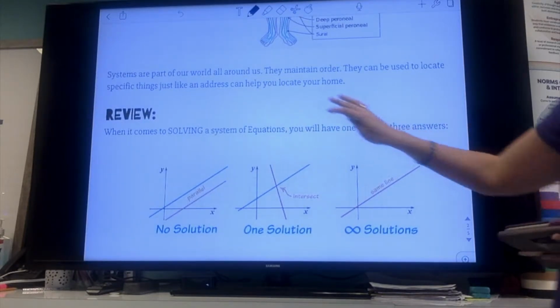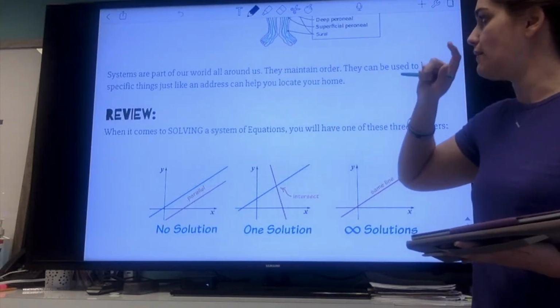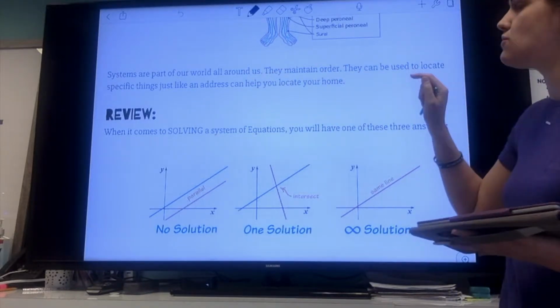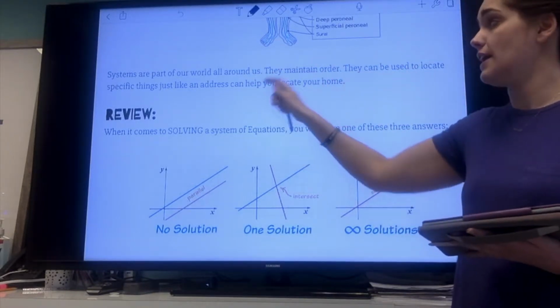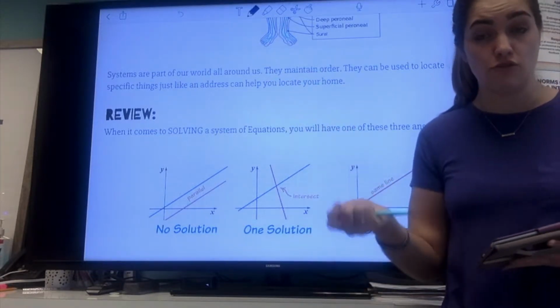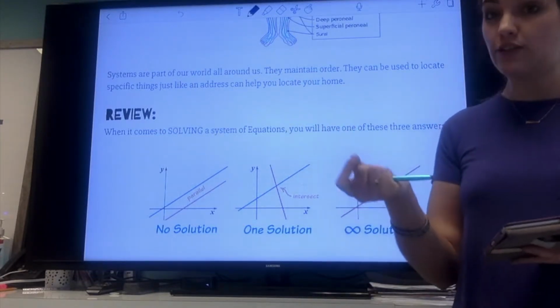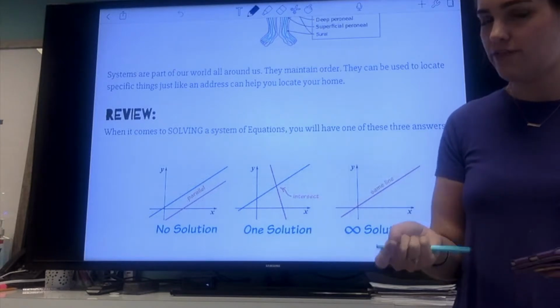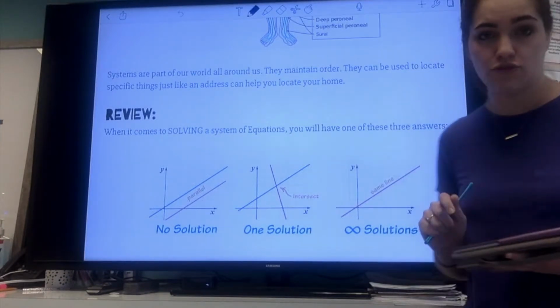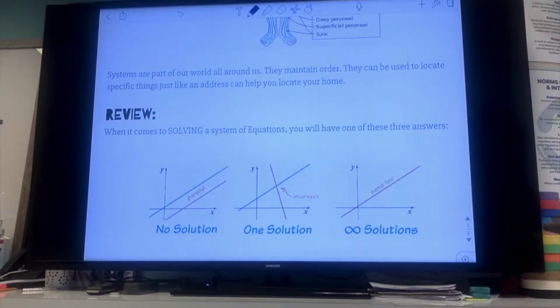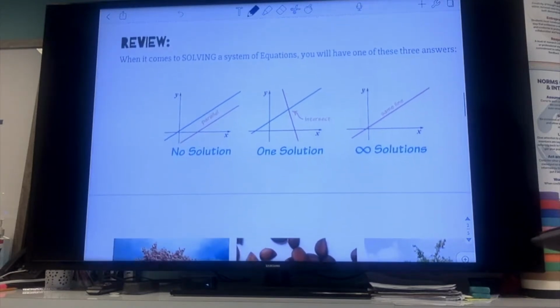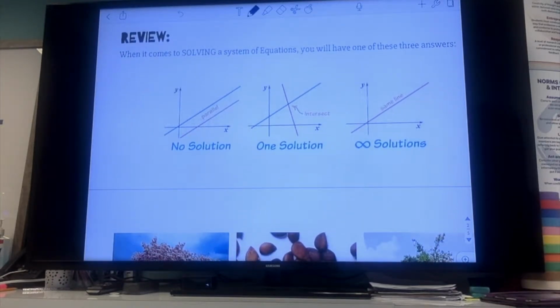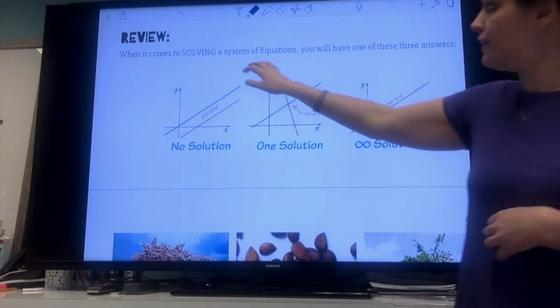It says, systems are part of our world all around us. They maintain order. They can be used to locate specific things, like an address can help you locate your home. If you want to know where Broad and Chestnut intersect, you know where to find that on a map. Same's true for the system. Now, I like these pictures because it's going to give us some insight into solving.